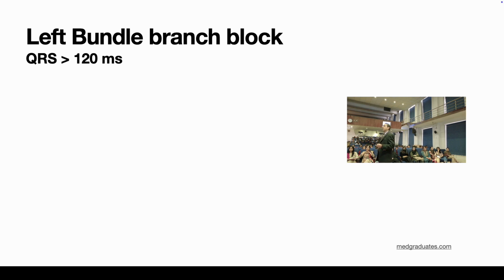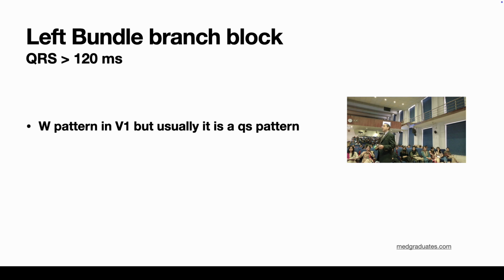QRS greater than 120 milliseconds. There is a W pattern in V1, but usually it's a QS pattern. The R wave generally is not seen, you see a QS wave. So in V1 there is a downward complex in left bundle branch block. In right bundle branch block, lead V1 has an upward complex.